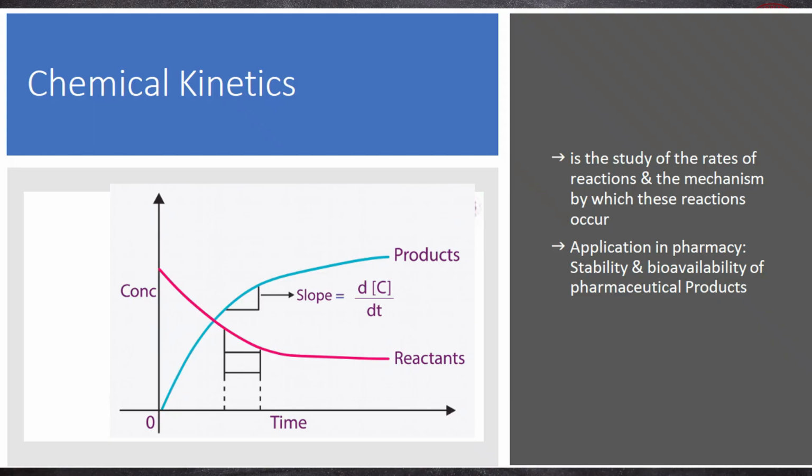That's why kinetic studies are at the heart of stability testing, shelf life determination, and bioavailability studies of pharmaceutical products. So remember, chemical kinetics is not just about speed. It's about predicting and controlling reactions to ensure the safety and effectiveness of every medicine we make.